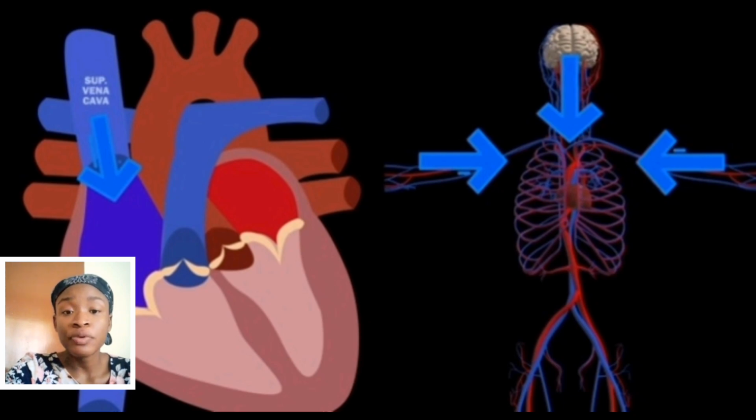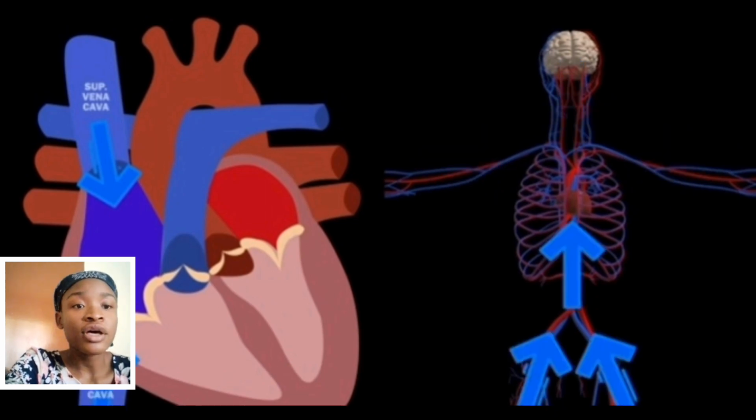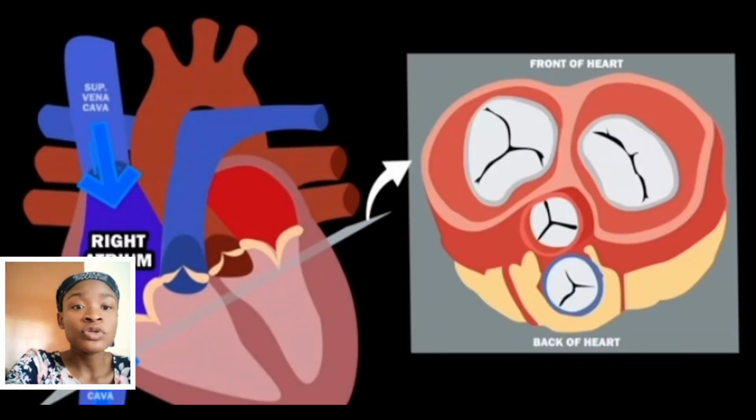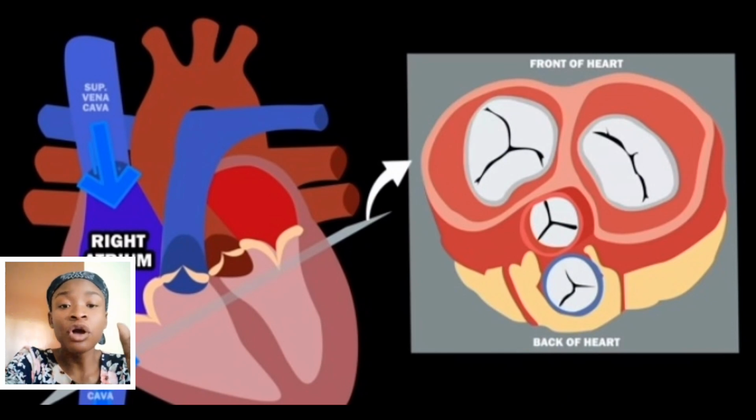Now let's look at these vessels. I'll talk of the superior vena cava. The superior vena cava carries blood from the head, the neck, the chest, and the upper limbs to the heart, and then the inferior vena cava carries blood from the trunk and the lower limbs. Both carry blood into the right atrium, which is one of the 4 chambers of the heart.